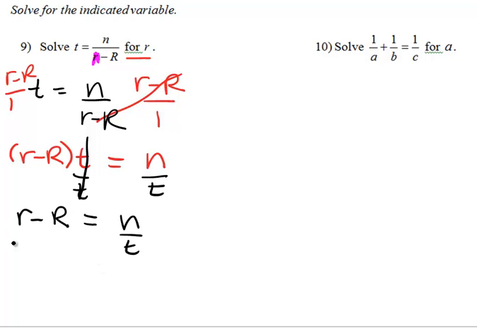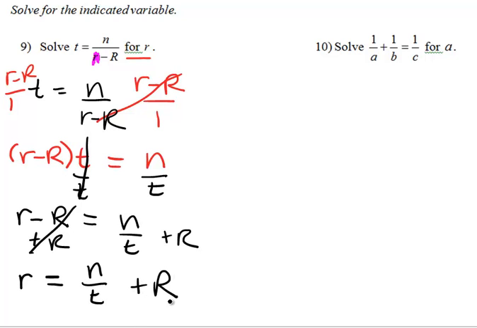Now I'm getting there. So I have r minus capital R equals n over t. And now, what's r up to now? r is in an addition-subtraction relationship with uppercase R. So I'm going to add the opposite. And so I end up with r equals n over t plus capital R. And I have done what's required. I've solved for r.